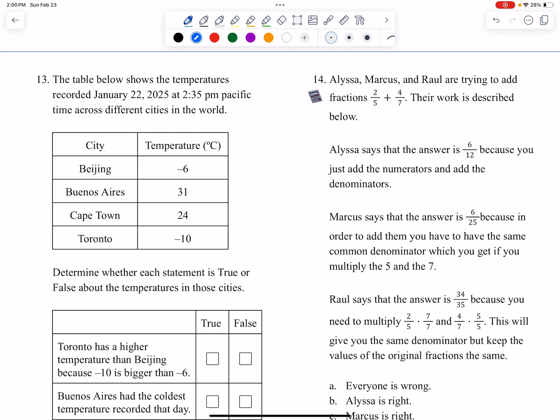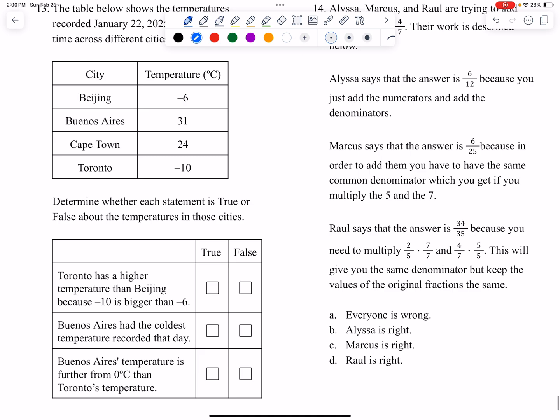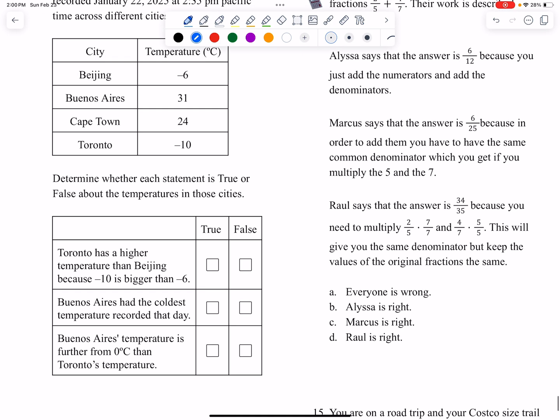Okay, those were the exact temperatures. So determine whether each statement is true or false about the temperatures in those cities. Okay, so I just got to compare these. Let me read to see what I got to do to make things easier on myself. Toronto has a higher temperature than Beijing because, okay, so I'm literally comparing numbers.